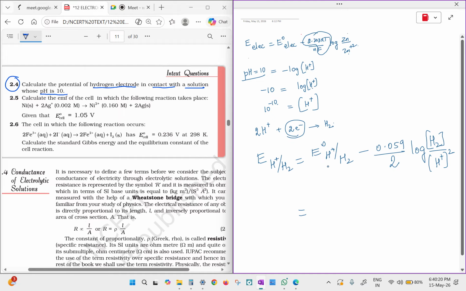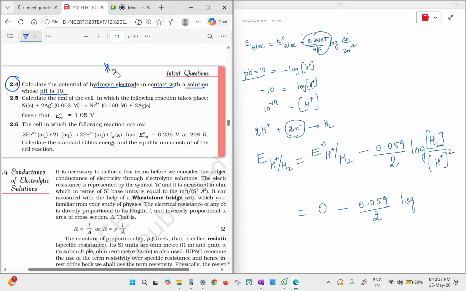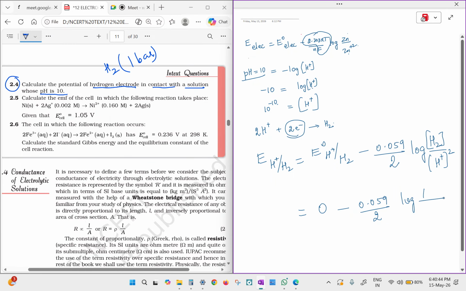What is E naught of H plus to H2? Standard is 0. So this is 0 minus 0.059 by 2 log of hydrogen. Now in a standard hydrogen electrode, the hydrogen gas is pumped at 1 bar pressure, so we'll take it as 1, and nothing special is mentioned. That means it is the usual 1 bar. What is the H plus ion concentration? It is 10 to the power minus 10. So we'll put here 10 to the power minus 10 to the power 2. So what do I get? I'll get minus 0.059 by 2 log of 10 to the power minus 20.